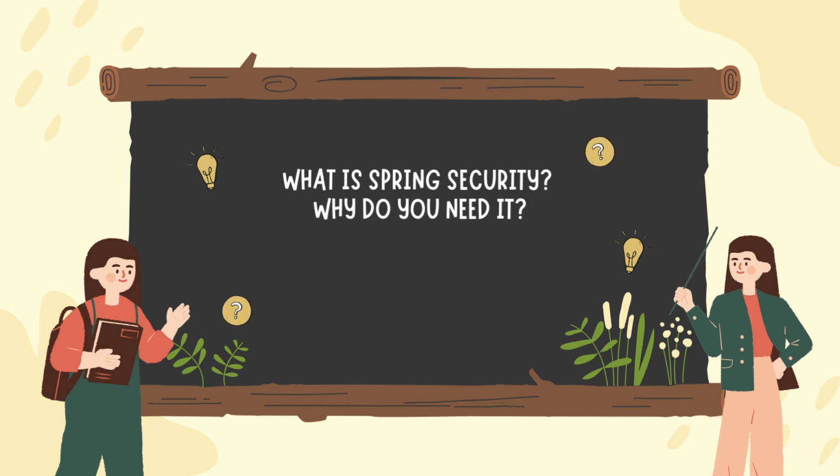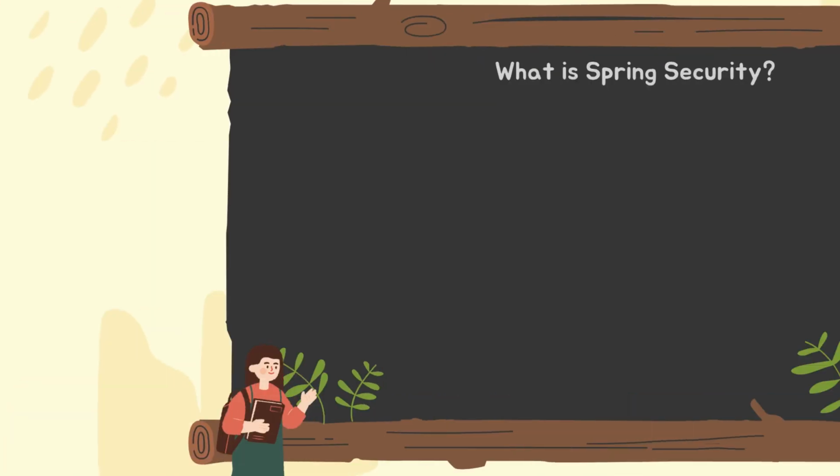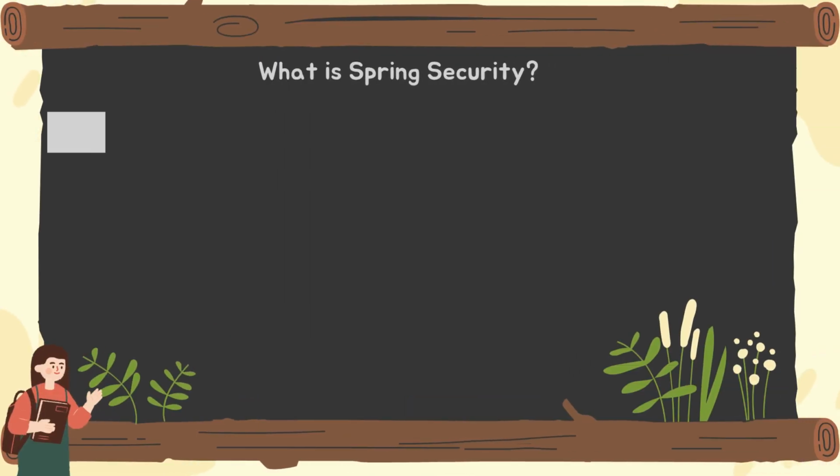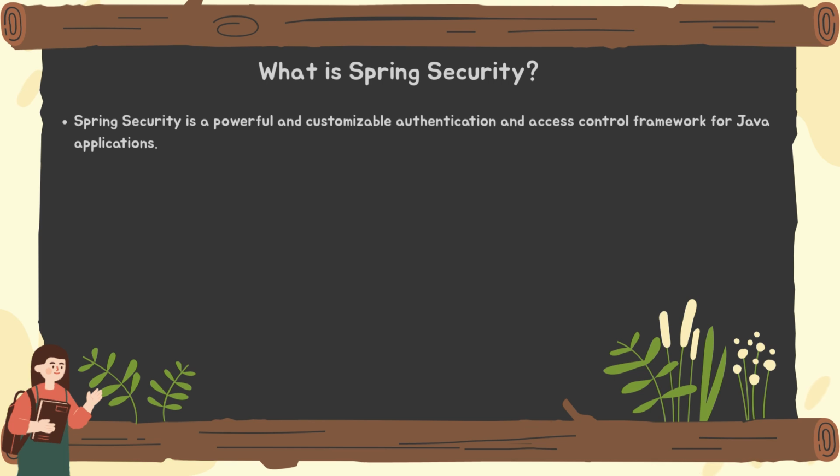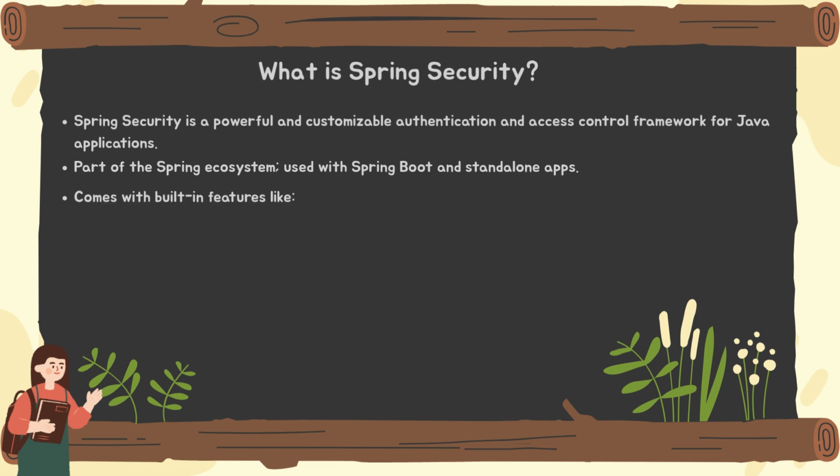In this series we will talk about the complete Spring Security framework, where we will learn about application security and how we can achieve it with Spring Security. So what exactly is Spring Security? Spring Security is a popular, powerful authentication and authorization framework which can be used with Java, especially with the Spring or Spring Boot framework. It is part of the Spring ecosystem and is used with Spring Boot and standalone applications as well.